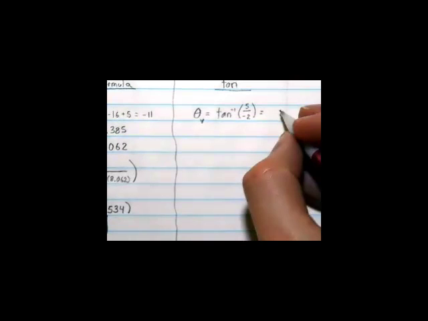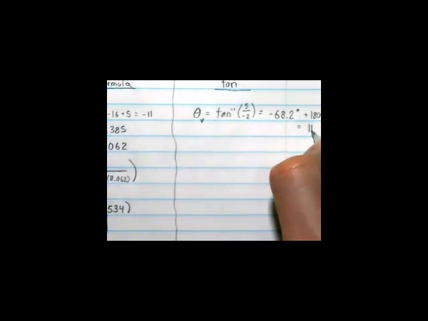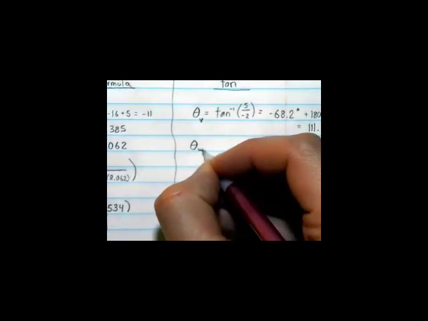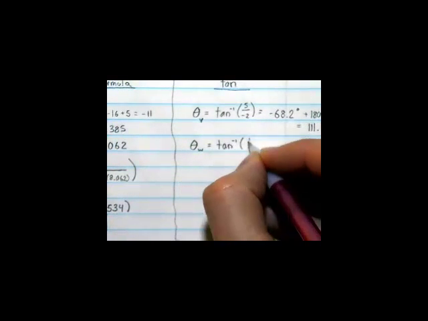What quadrant am I supposed to be in with this vector? Negative 2, 5. Second quadrant. Negative 68.2, is that in the second quadrant? Got to add your 180, yep. So, plus 180 degrees, this is actually 111.8 degrees. Okay, that's for vector V. For your vector W, inverse tangent of 1 over 8.